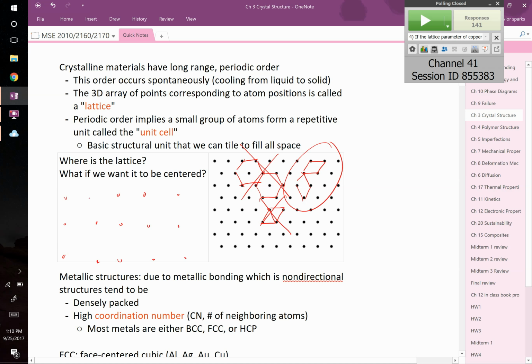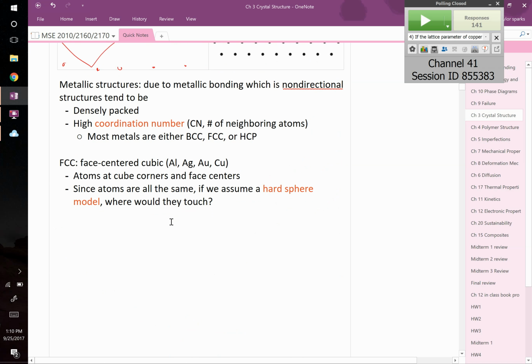You could say, well, what about a lattice like this? You could do that, but that's not your smallest. Your smallest is going to be this one. Okay? So that's your unit cell. We'll come back to unit cells in a bit. Let's now talk about some extensions of that.